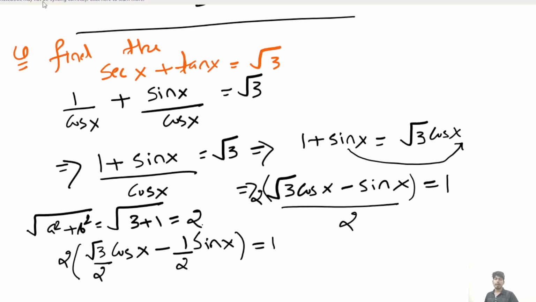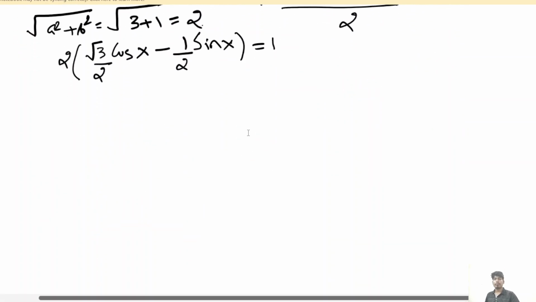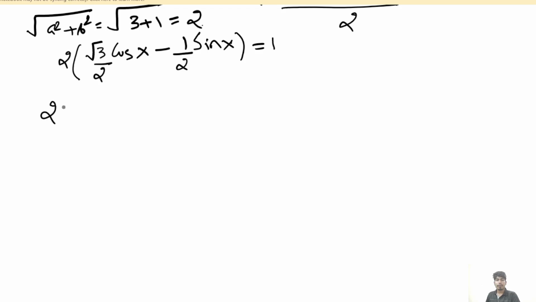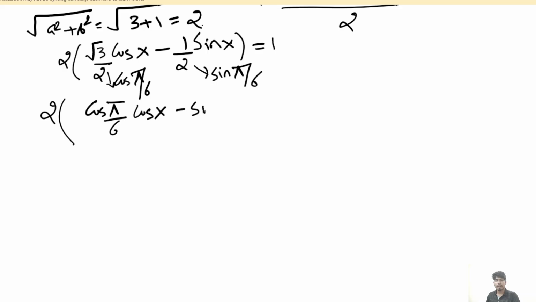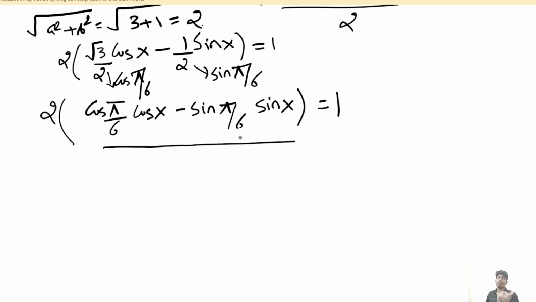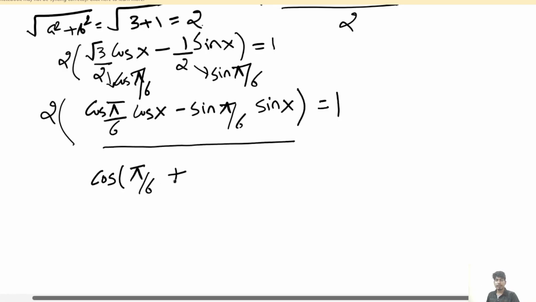Then put √3/2 as cos π/6 and 1/2 as sin π/6. Then 2(cos π/6 cos x − sin π/6 sin x) = 1. This is cos A cos B − sin A sin B, which equals cos(A + B), meaning cos(π/6 + x). The 2 comes to the other side as 1/2, and this is equal to cos π/3.